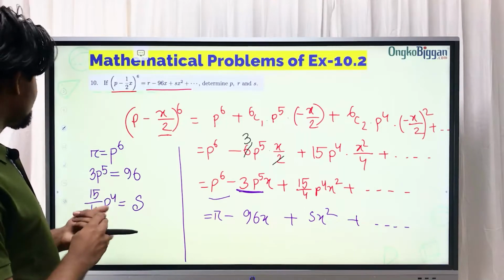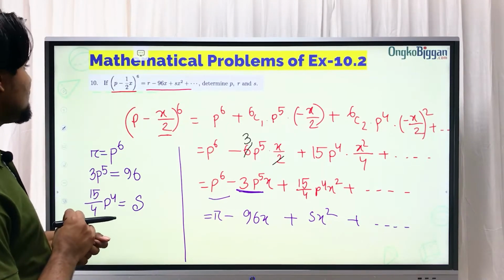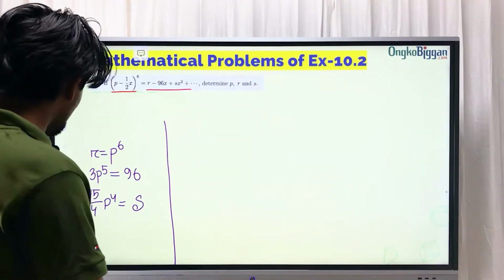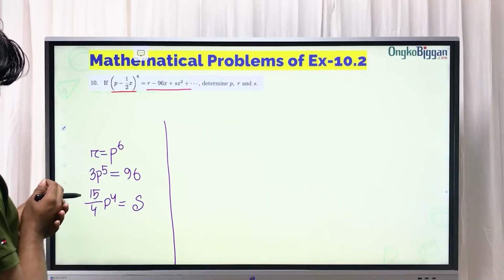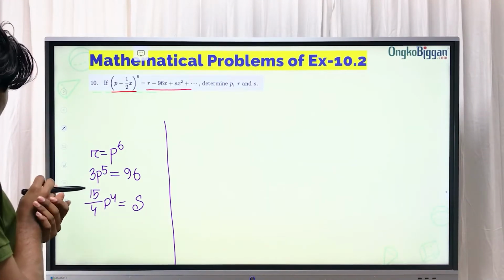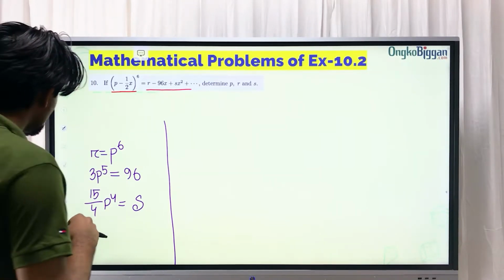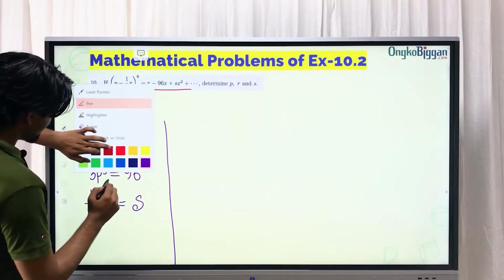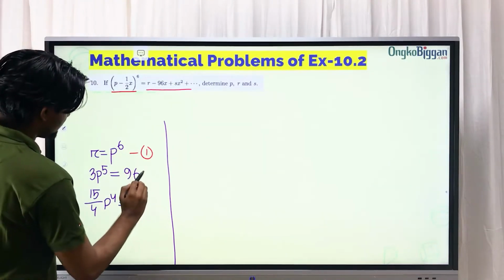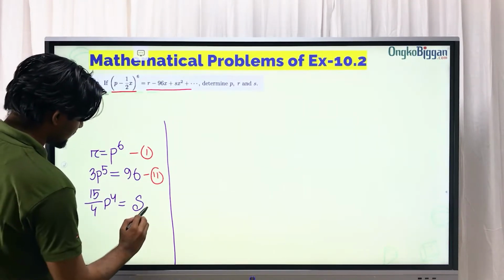Okay, so we have to determine r, p and s. So let us think what we can do right now. We have p's all over here. So can we do something about the p's? So let us start with this one. 1 and then we got 2 and then we got 3.